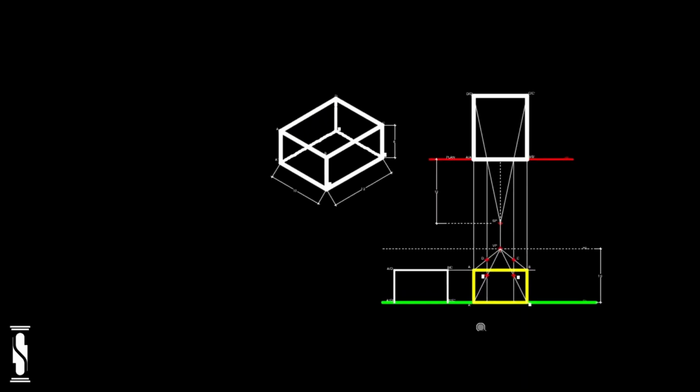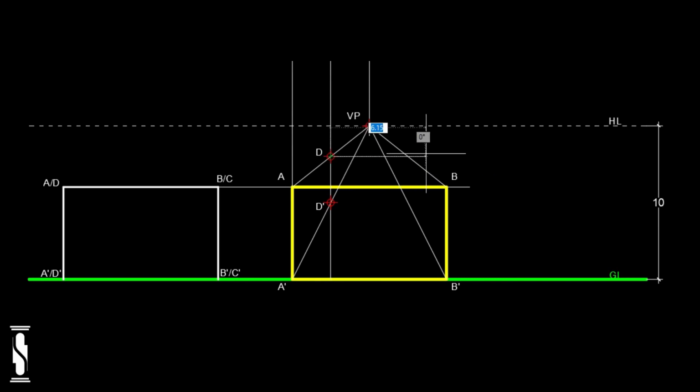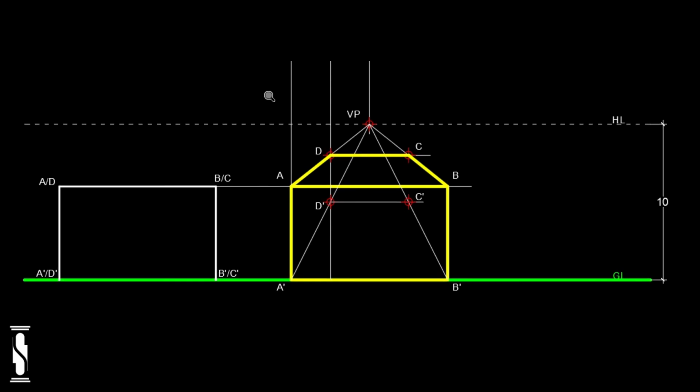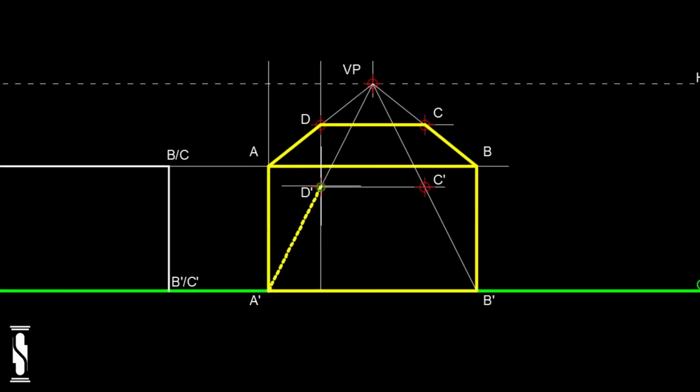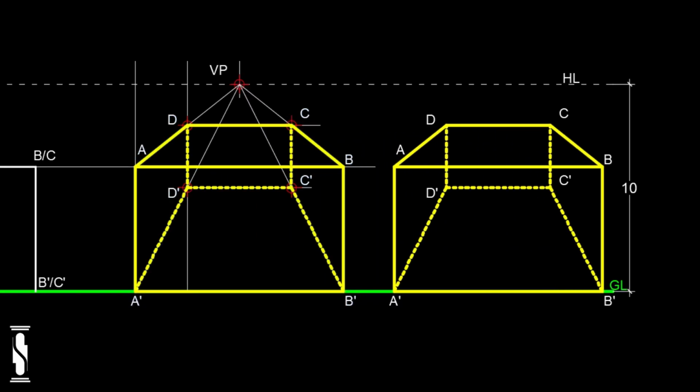Option 2. Draw a horizontal line parallel to the ground line from point D and D dash, and wherever these parallel lines intersect the vanishing line originating from point B and B dash, name that point C and C dash respectively. Now join the point A to D, D to C, C to B with firm line, and A dash to D dash, D dash to D, D dash to C dash, C dash to C, B dash to C dash with dotted line to complete the perspective view of given cuboid with new condition.